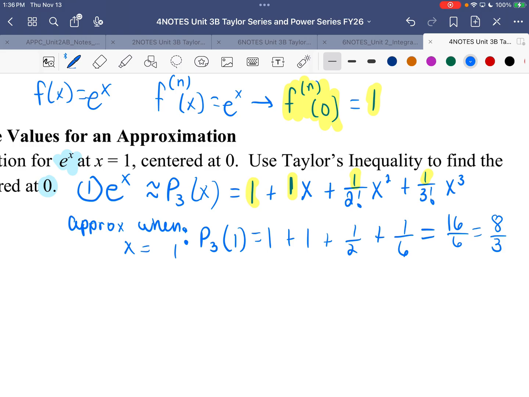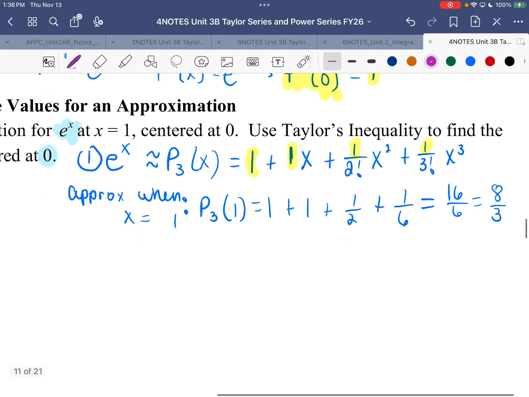Questions on how I got the 8 over 3? So we're thinking that e to the 1 is about 8 over 3, right? And 8 over 3 is like 2.67. And so then you got, I don't know what that means, but okay. You'll catch me up later, okay?